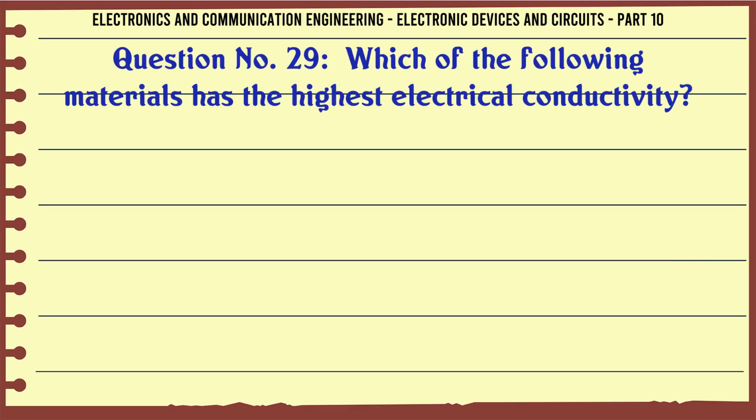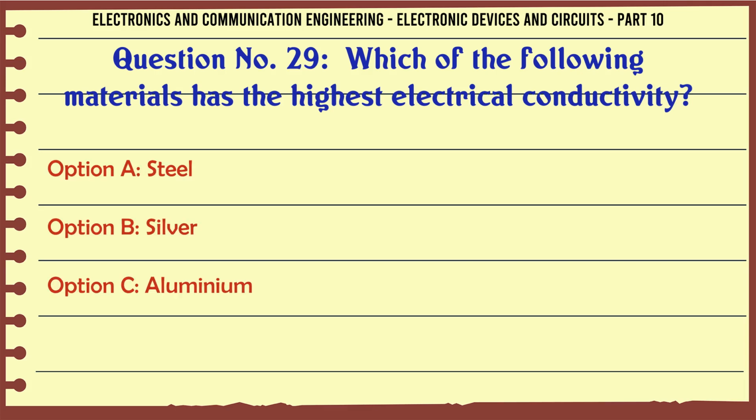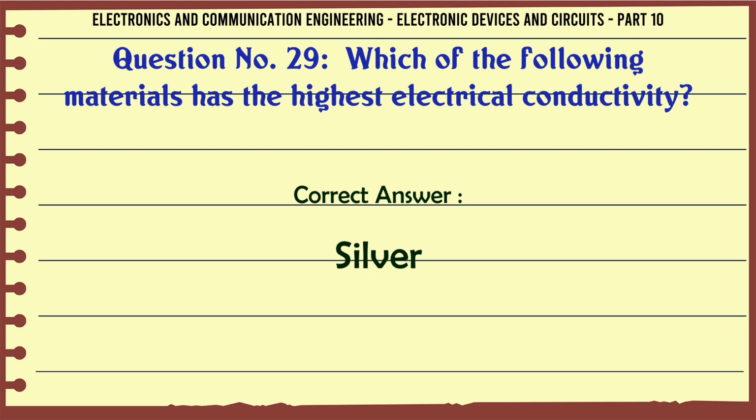Which of the following materials has the highest electrical conductivity? A. Steel, B. silver, C. aluminium, D. zinc. The correct answer is silver.